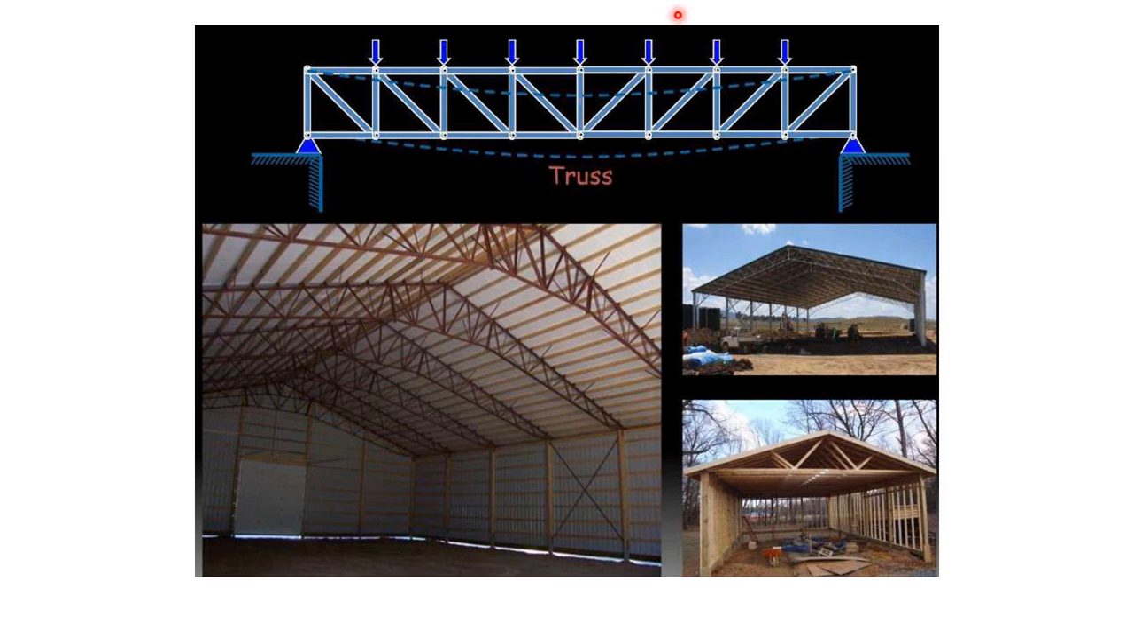Here is a load distribution. When loads are applied, some members will come into tension and some members will come into compression. For example, when gravity load is applied, the top members will come into compression and the bottom members will come into tension. For the intermediate members, whether tension or compression will differ.